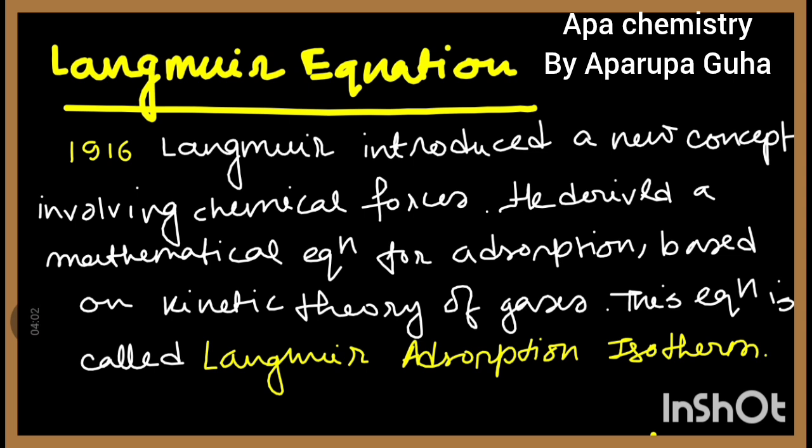Okay, so already I said the Freundlich isotherm is basically based on physisorption. That means there should not be a chemical force; all the forces are basically physical forces, which are not so strong, right?